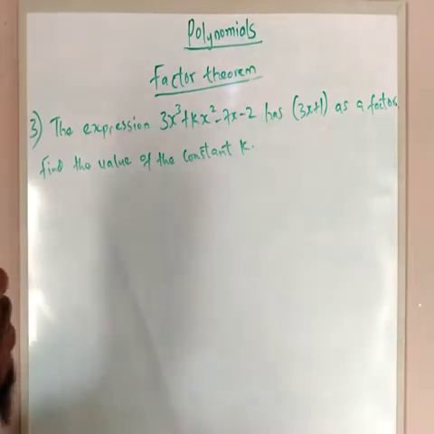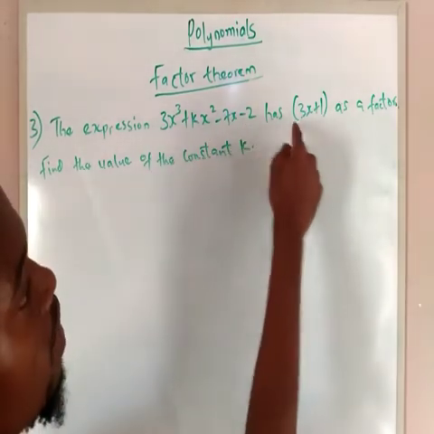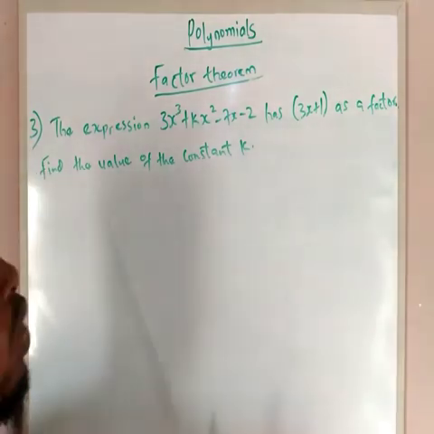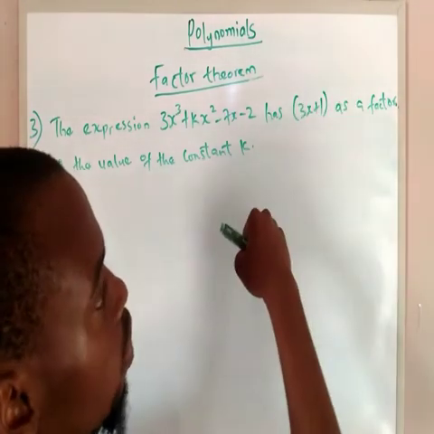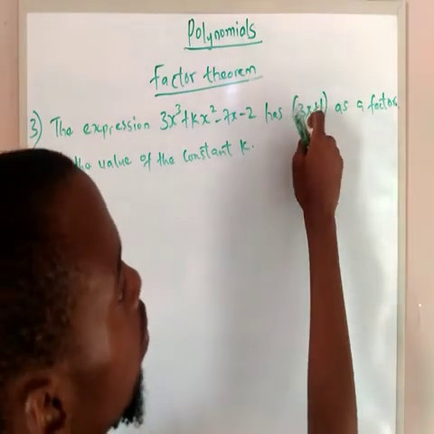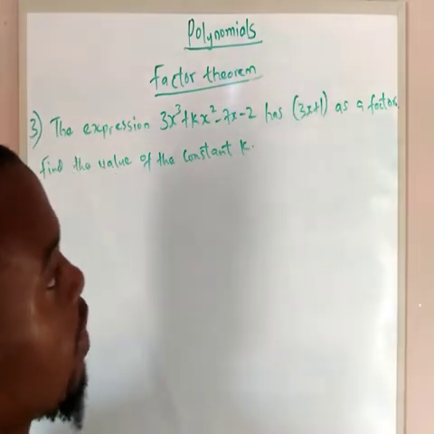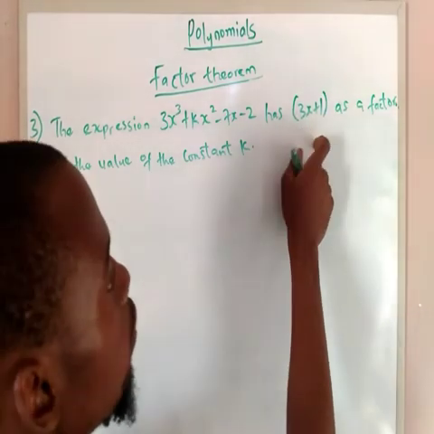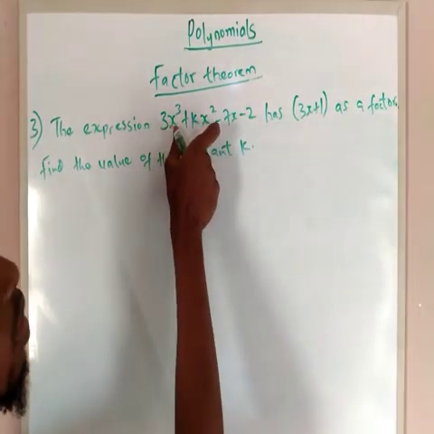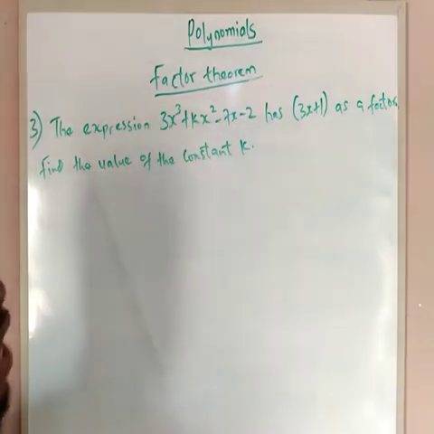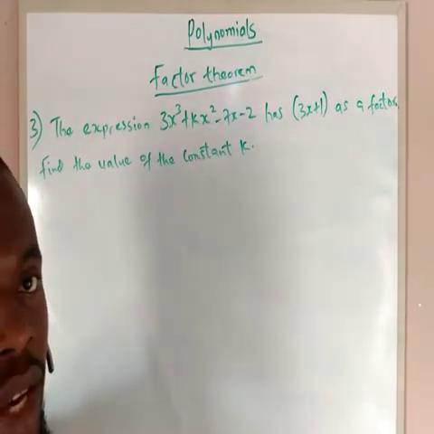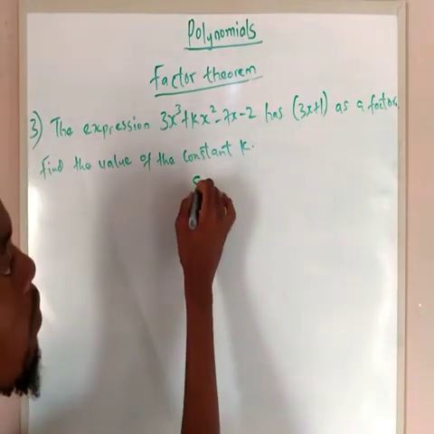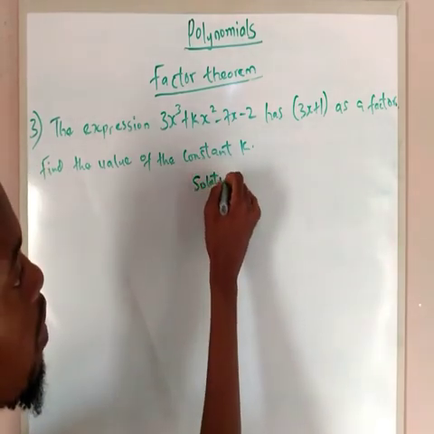Now, if this polynomial has this as a factor, then that means when we equate this to 0 and make x the subject of the formula, then the answer we get, if we input it into this equation, we are going to have 0 as our remainder. So that's exactly what we are going to do. Here's the solution.